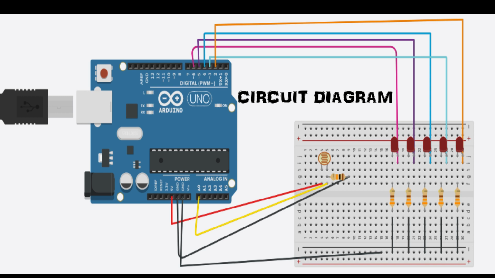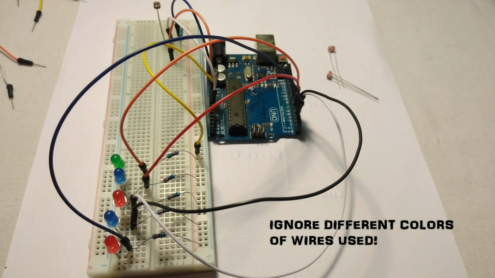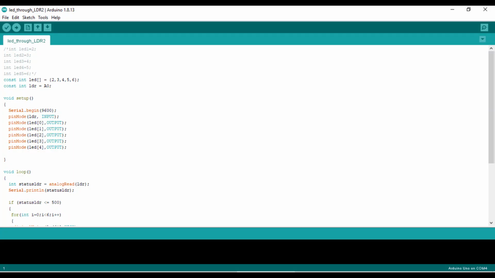So come, let's build this circuit on our Arduino. The circuit is easy to set up, so we will meet after the setup. Okay, so hey, I'm back after connecting all the wires in the circuit, and it is looking like this in the end. So come, let's see the coding for this project.